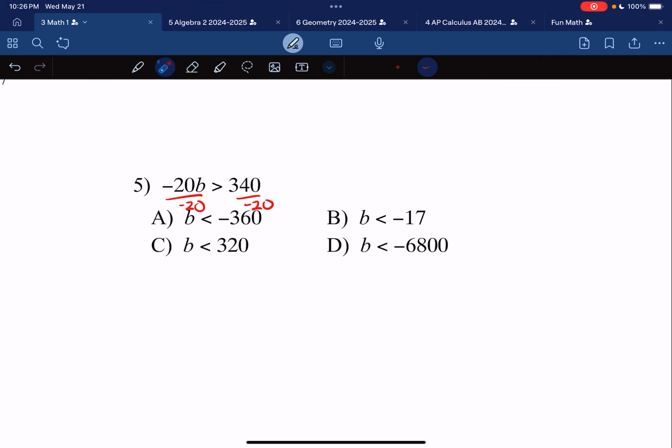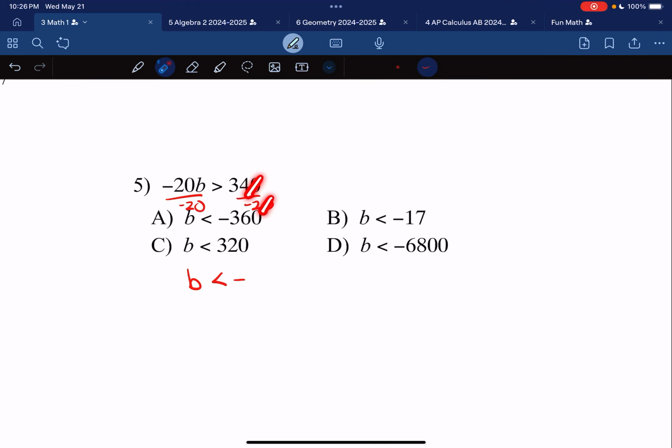Remember that whenever you multiply or divide by a negative, we're going to flip this sign. Instead of being a greater than, we are now a less than. And these 20s are going to cross cancel, leaving behind just your b. And then how do you do 340 divided by -20? Well, first, a positive divided by a negative is a negative. And then next, I can cross off each of these zeros and say, what is half of 34?